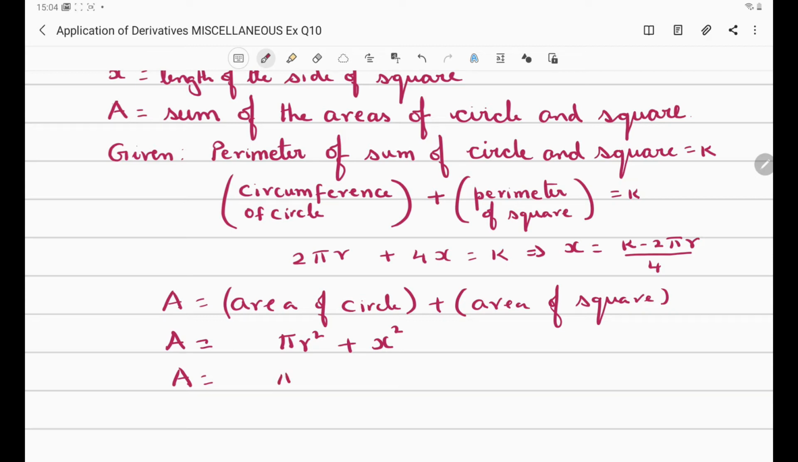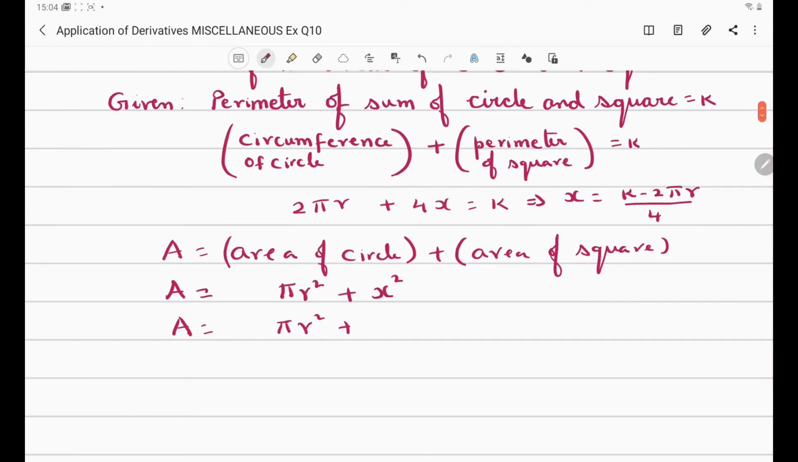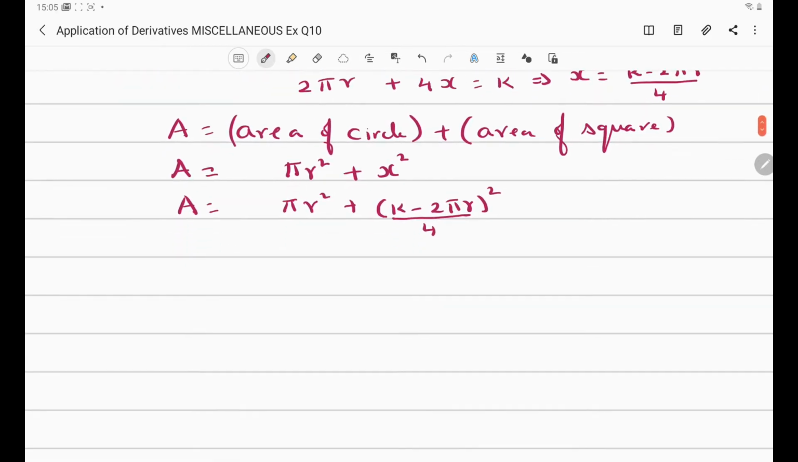So I use this relation and I write A equal to pi r square plus, in place of x square, I write k minus 2 pi r by 4 whole square. So I got A is equal to pi r square plus k minus 2 pi r whole square divided by 16. Now we got A in terms of one variable.